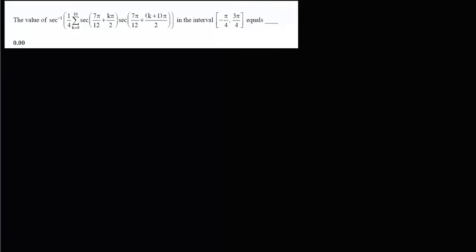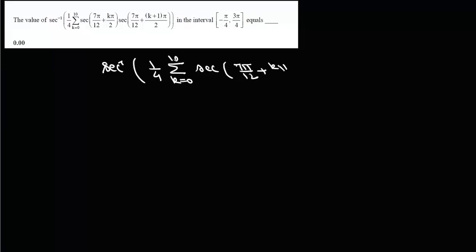Now here the question is, we need to find value of secant inverse of 1 by 4 summation k varies from 0 to 10 secant 7 pi by 12 plus k pi by 2 into secant 7 pi by 12 plus k plus 1 pi by 2, which we will write as 7 pi by 12 plus k pi by 2 plus pi by 2.